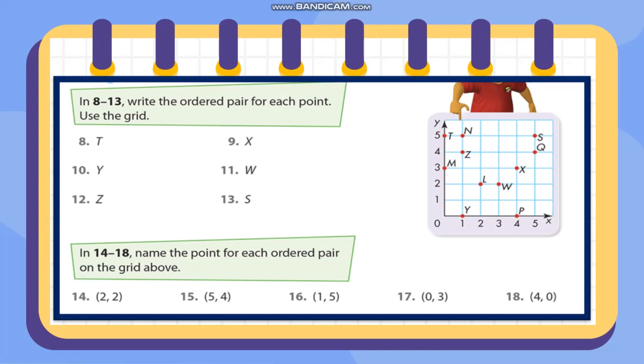Letter T, where is letter T? This is letter T. From the point of origin, that is 0, and going up 1, 2, 3, 4, 5. So the answer is 0 and 5. Letter X, this is your letter X. Where is letter X? This one. From the point of origin, 1, 2, 3, 4, then going up 1, 2, 3, so the ordered pair is 4 and 3.